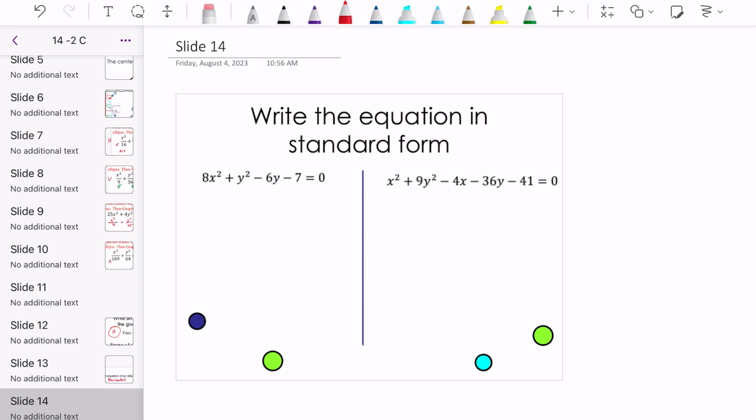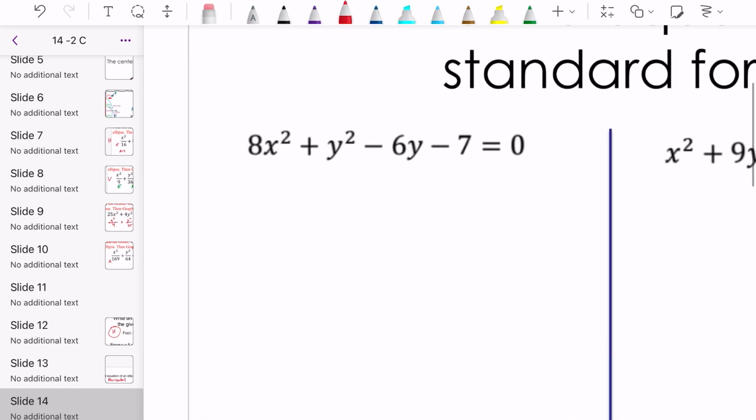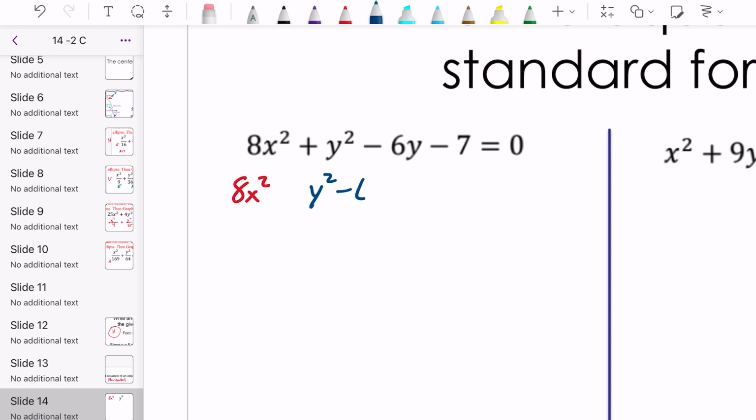Our last equation kind of goes over how to write the equation into standard form. This is going to be very similar to what we were doing before. First thing we're going to do is separate our x's and our y's. In this case, 8x squared is by itself. Y squared minus 6y is by itself. And minus 7 is going to be by itself. Now we're going to move that minus 7. We're going to add 7 to both sides.